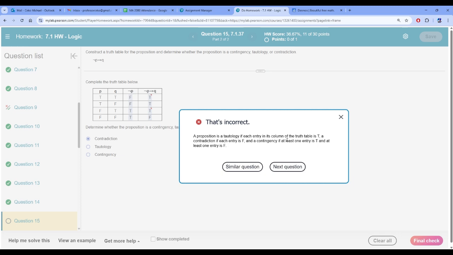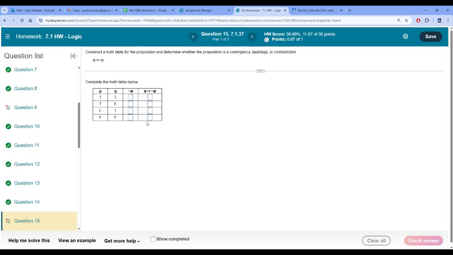So then this one is, so let's see this. A tautology if each one is true. Contradictory if each one is false, and a contingency. Oh, so it would have been a contingency. So let's try this again.